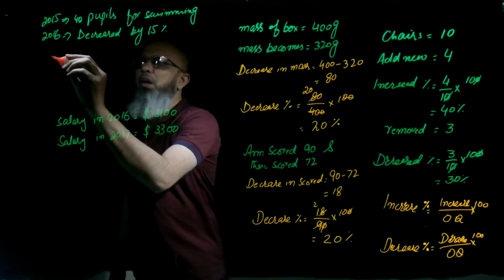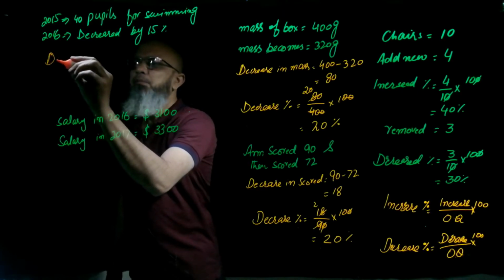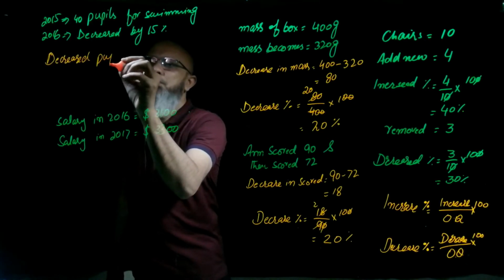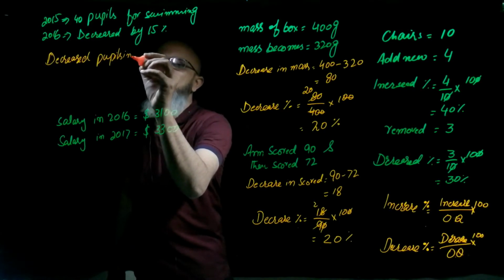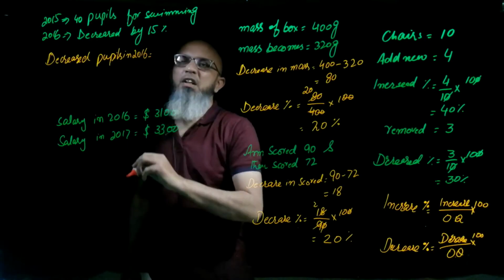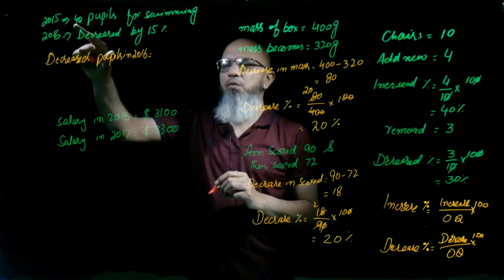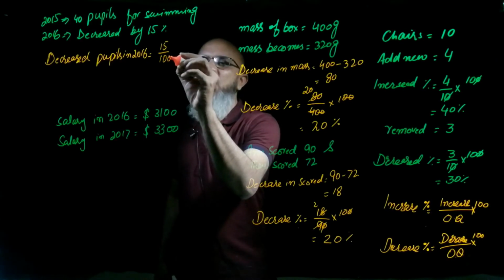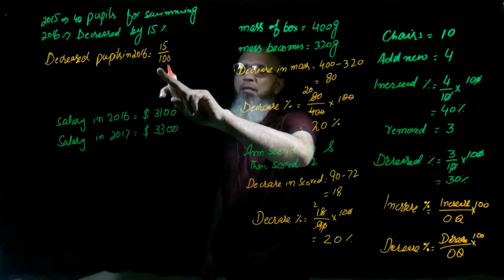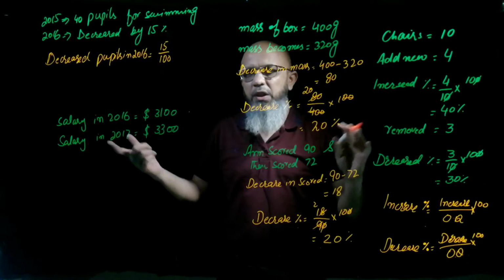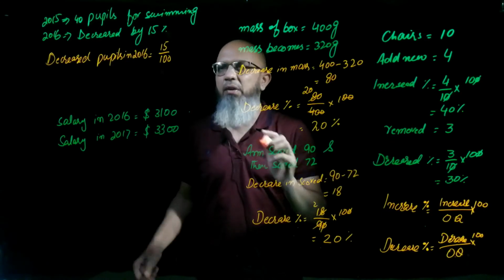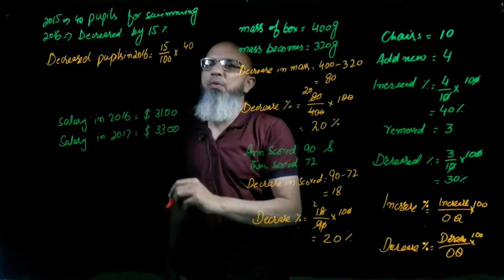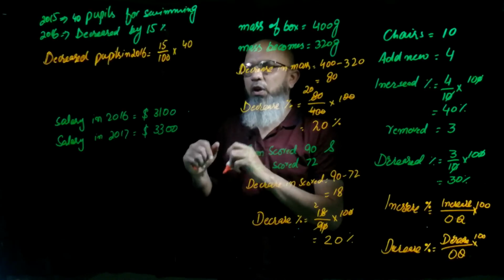So you can write here: decrease pupils in 2016. So what is 15%? 15% of 40. So how can you find it? 15 over 100. Whenever we remove the sign of percentage, we always divide by 100. You did this question in the previous level, class 4 and 5. So what is the total value? That is of 40. So we have to find the 15% of 40.